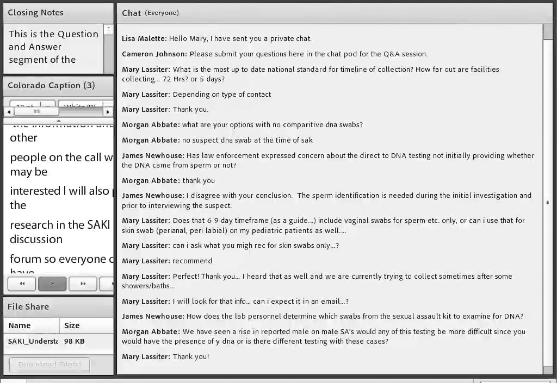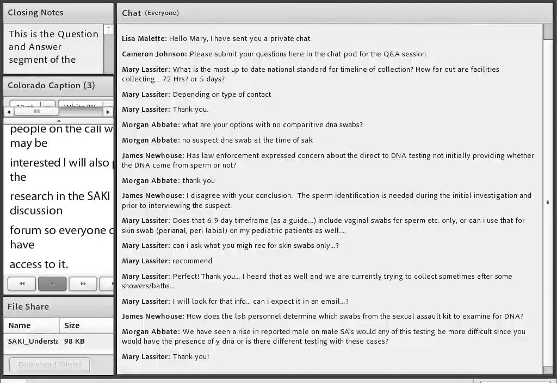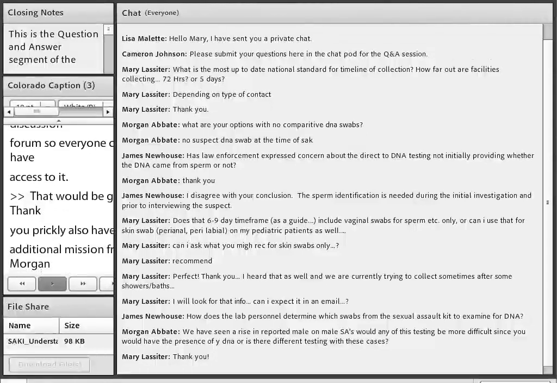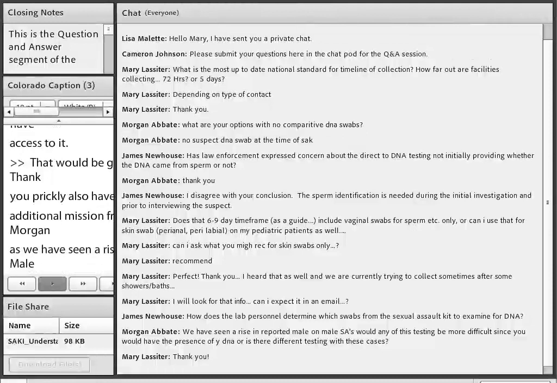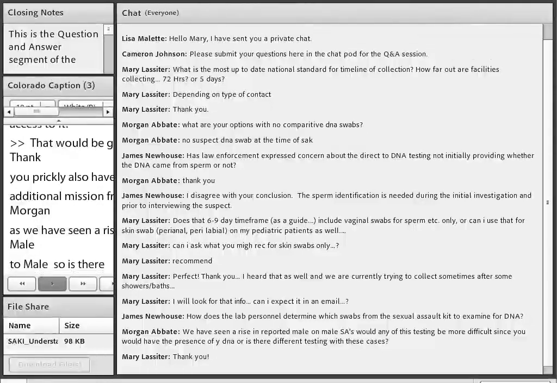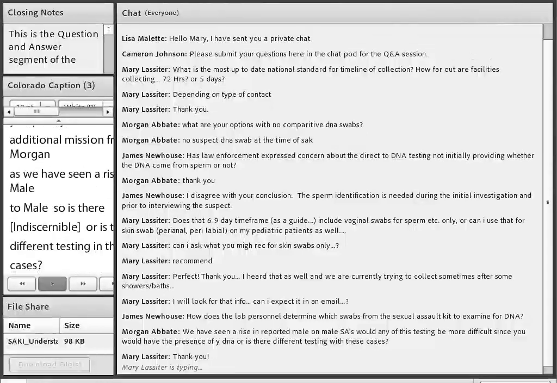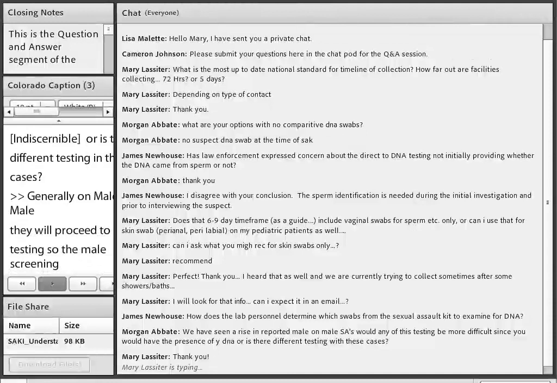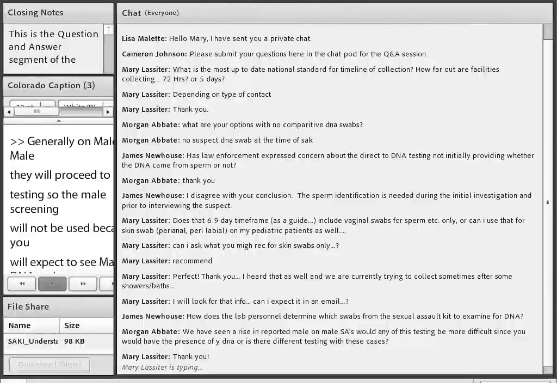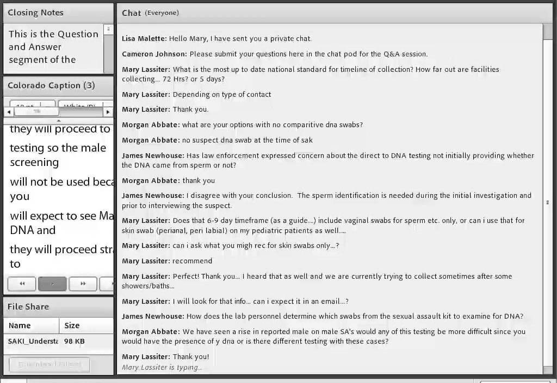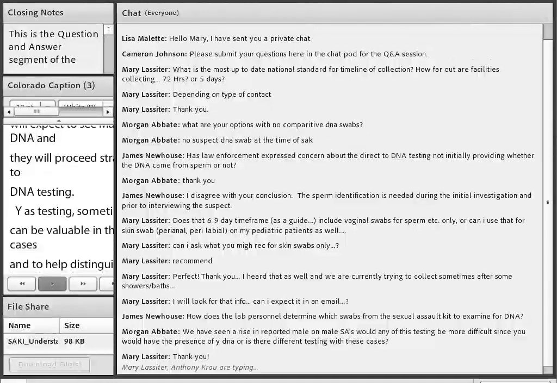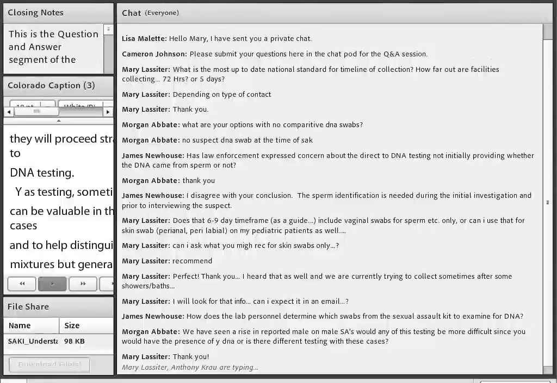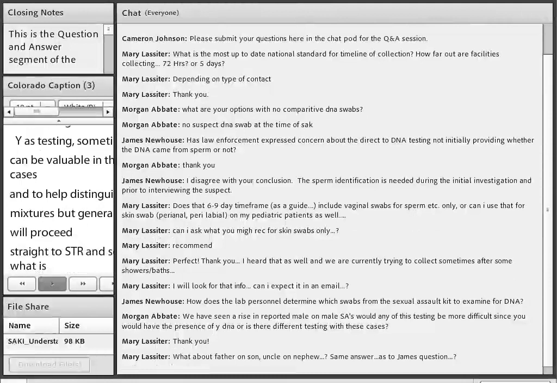We also have an additional question from Morgan. We have seen a rise in reported male-on-male sexual assaults. Would any of this testing be more difficult since you would have the presence of Y DNA, or is there different testing with these cases? Generally on male-on-male assaults, they're going to proceed to DNA testing no matter what. The male screening isn't really going to be used because you're going to expect to see male DNA there, so they're just going to proceed straight to DNA testing. Y-STR testing sometimes can be valuable in these cases to help distinguish mixtures, but generally they're going to proceed straight to STRs, and we'll see what's developed from there, whether it is the male victim profile or whether there is indication of foreign male DNA.